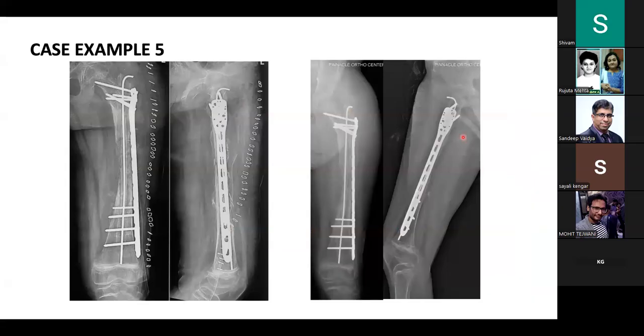And she's almost now about 4 months post-op, and doing well. The infection has completely settled, and the bone is healing pretty well. But she has a stiff knee, so still a long way to go.